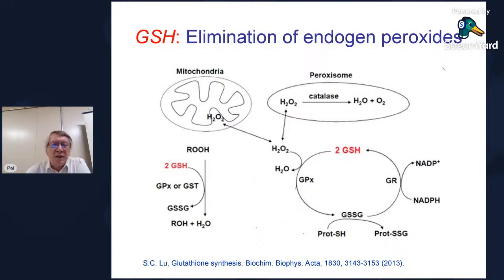In most of the cells, the normal level of reduced glutathione falls into the millimolar range, which is relatively high under physiological conditions. And by means of some enzymes, for example, the glutathione peroxidase enzymes or the glutathione transferase enzymes, these hydroperoxides are reduced to the respective non-toxic alcohols, and at the same time, the glutathione is oxidized to its disulfide derivative we call oxidized glutathione.